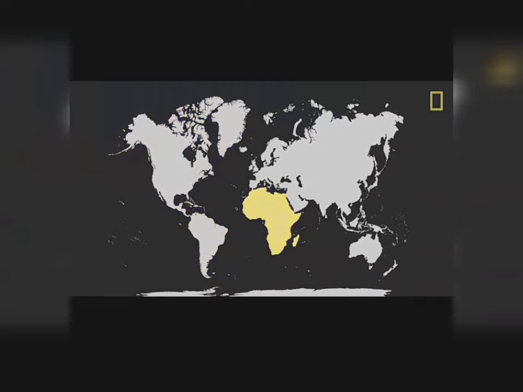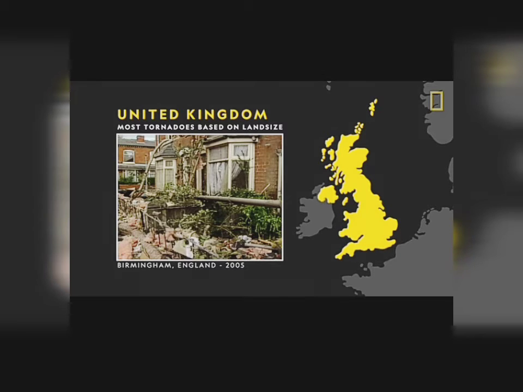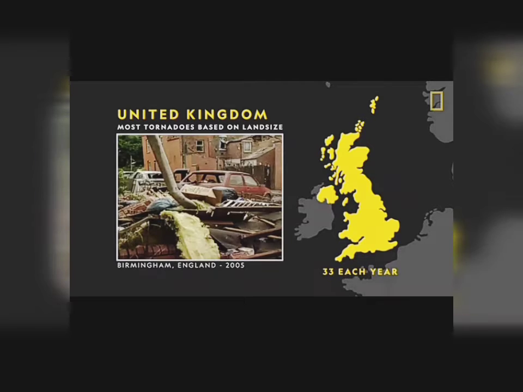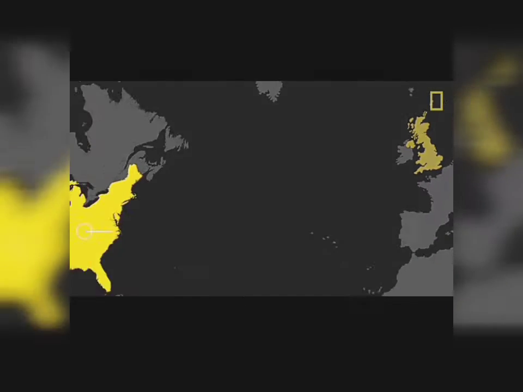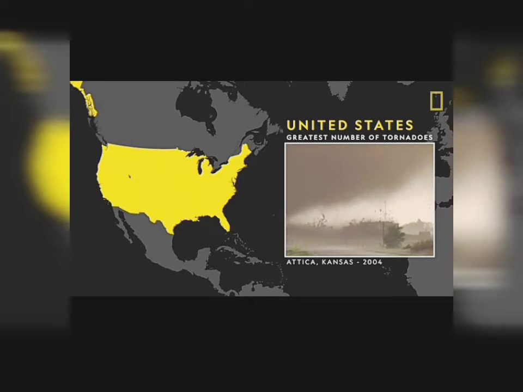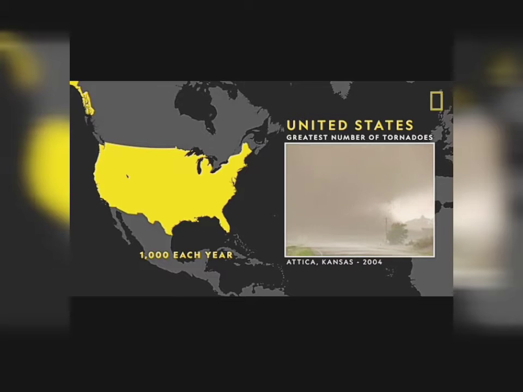Tornadoes occur on 6 of the 7 continents. The country with the most tornadoes based on land size is the United Kingdom, with an average of about 33 tornadoes reported each year. But the country with the greatest overall number of tornadoes and the most intense is the United States, with over 1,000 reported annually.